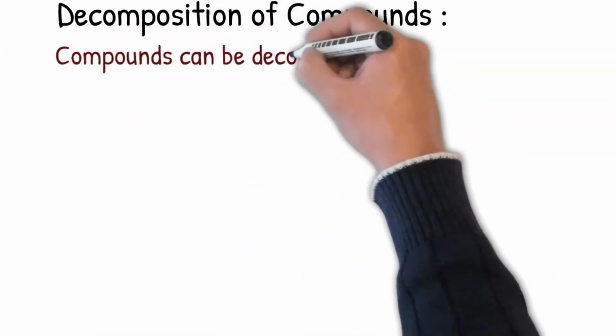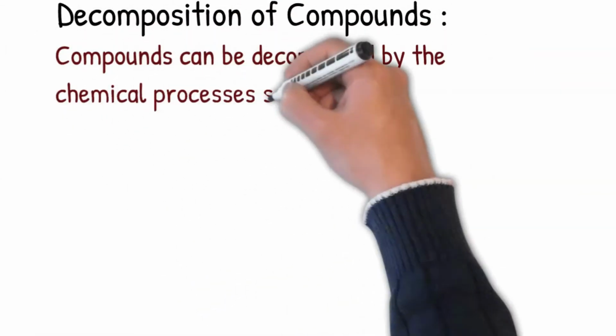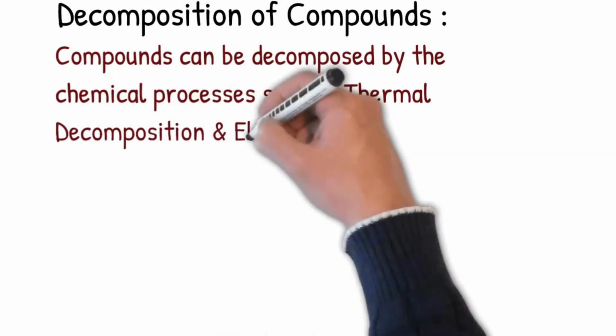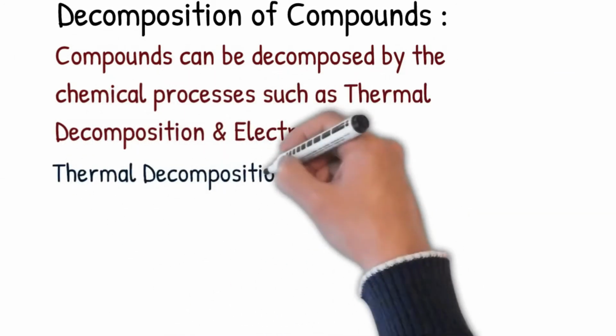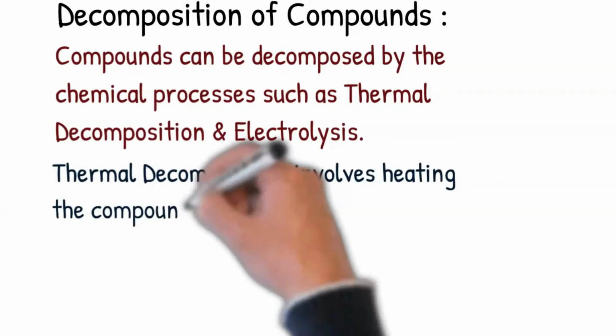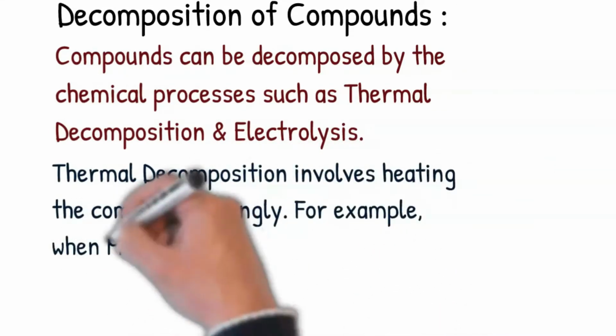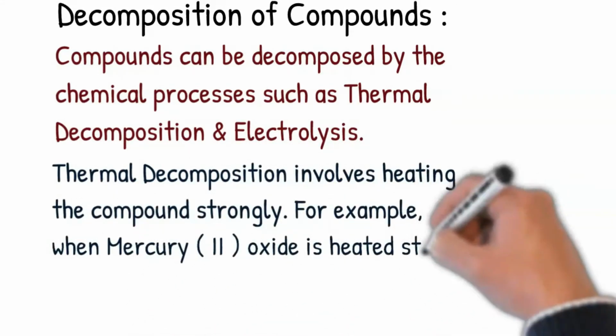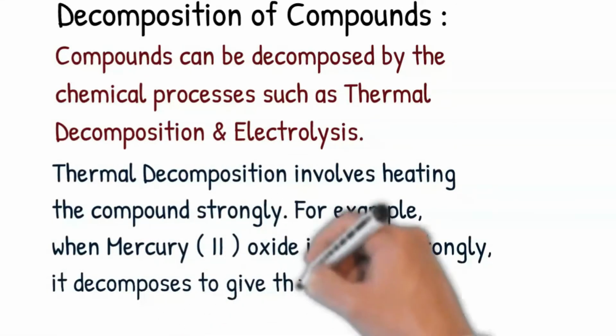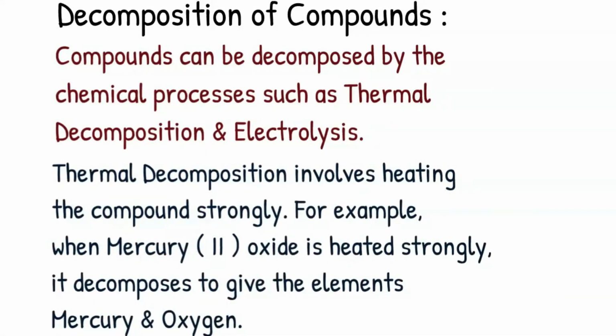Decomposition of compounds. Compounds can be decomposed by the chemical processes such as thermal decomposition and electrolysis. Thermal decomposition involves heating the compound strongly. For example, when mercury(II) oxide is heated strongly, it decomposes to give the elements mercury and oxygen.